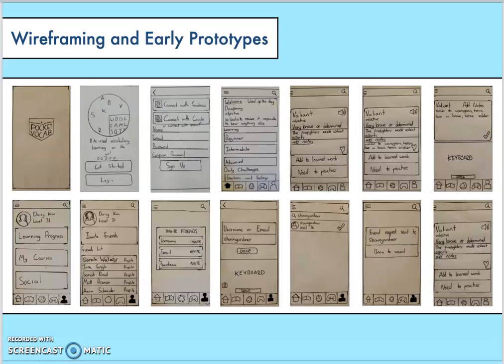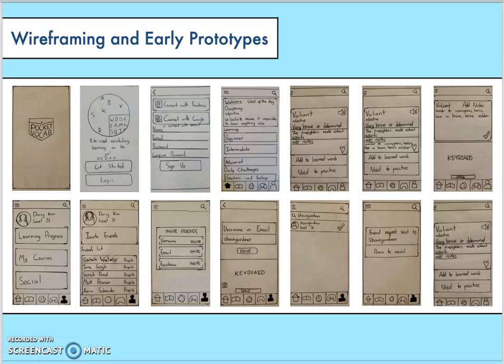Once we're clear on the persona, the challenges and the needs and goals, the next step I took was to start to create some wireframes and early prototypes of Pocket Vocab. What you can see here is how I mapped out the onboarding process. I wanted it to be simple and easy to use, and it was great to start to lay this out to see how that's going to work.